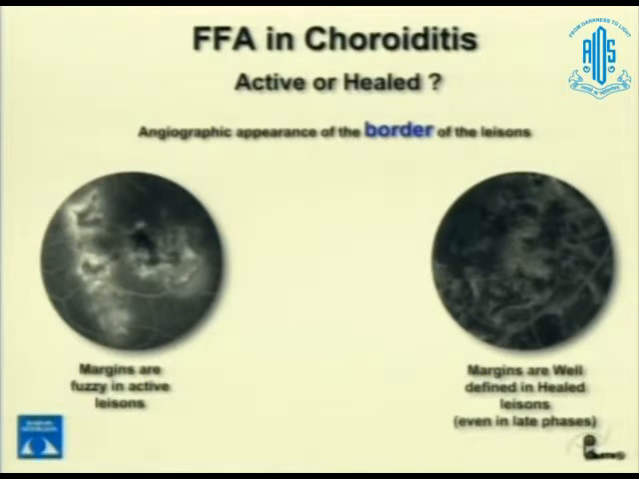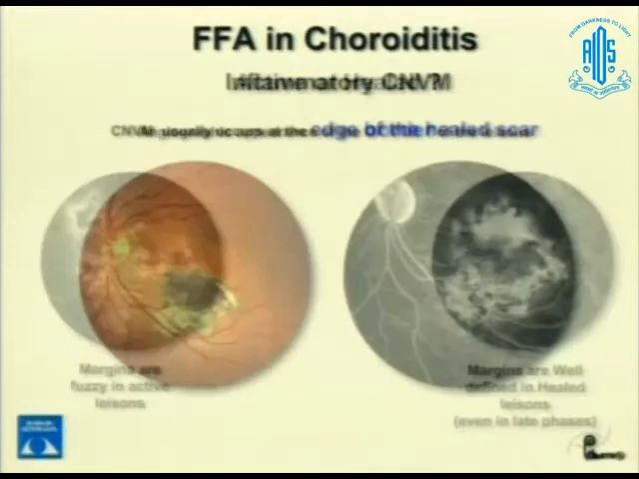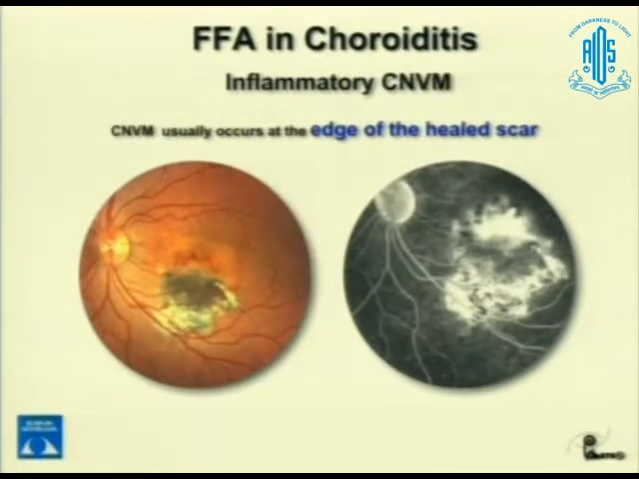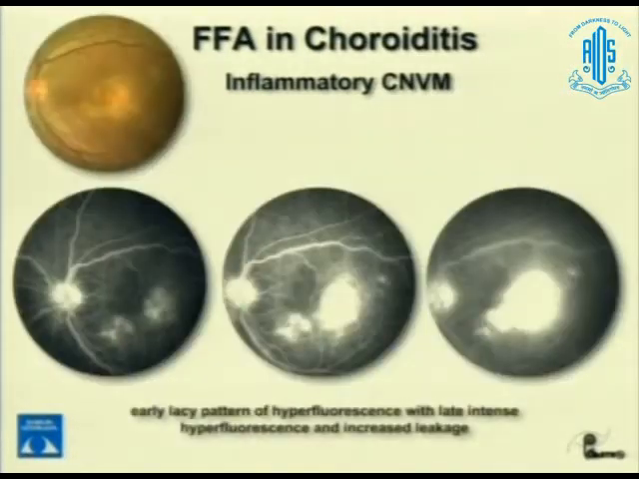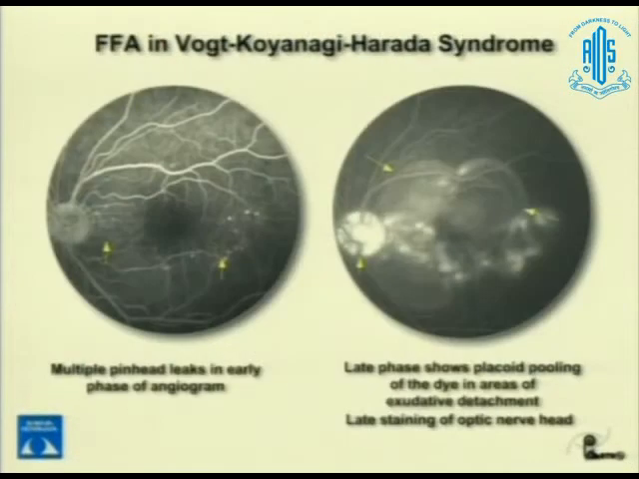Similarly, in choroiditis it also helps us. You have to just look carefully at the border of the lesions. The margins of these lesions are fuzzy in cases of active choroiditis, whereas the margins are well defined in cases of healed lesions. Similarly, the CNVM in uveitis usually occurs at the edges of the healed scar. So fundus fluorescein angiography helps us to diagnose this with an early lacy pattern of hyperfluorescence.